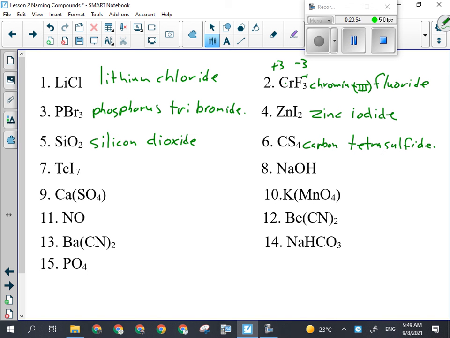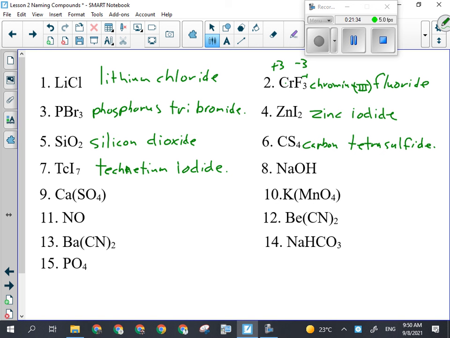How many people are done 7 and 8? Let's look at those two then. What's Tc? Technetium. It's a very rare man-made element. It's a metal. It has a charge of +7. It's very strange. So this will be an ionic compound. Technetium iodide. Technetium doesn't have more than one possible charge on here, does it? It's just a 7.